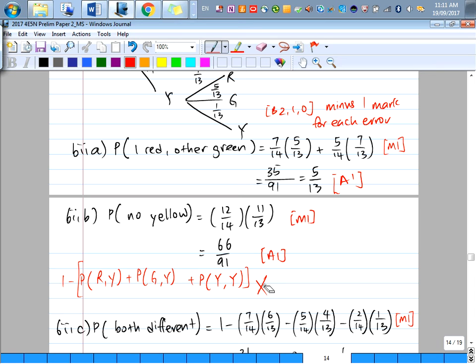What about yellow, red? It should have been. Yup. There are 2 more cases that you forgot to consider if you want to do this. That's for part B.